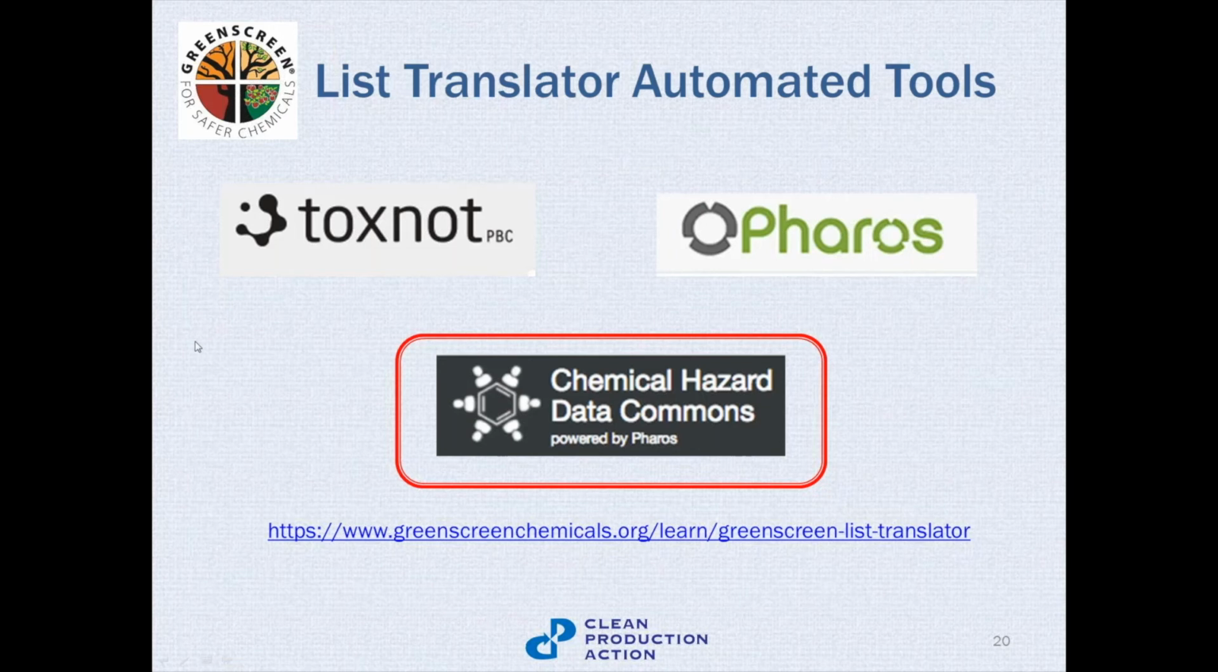And there are 2 organizations that have automated the GreenScreen List Translator that are licensed to do so, ToxNot PBC and the Healthy Building Network.